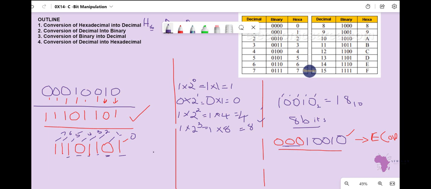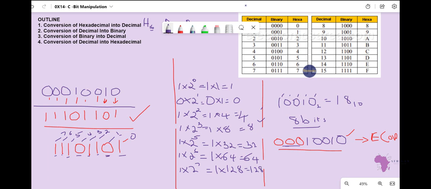Let's skip this one. Let's go to number 5. So we'll say 1 multiplied by 2 raised to 5, which is equal to 1 multiplied by 32, which is 32. Let's get the other one, that is 6. So 1 multiplied by 2 raised to 6, which is 1 multiplied by 64, which will give us 64. Let's come to the last one, that is 1 multiplied by 2 raised to 7, which is 1 multiplied by 128, which is 128.